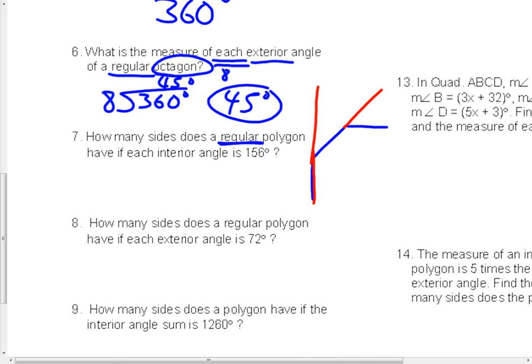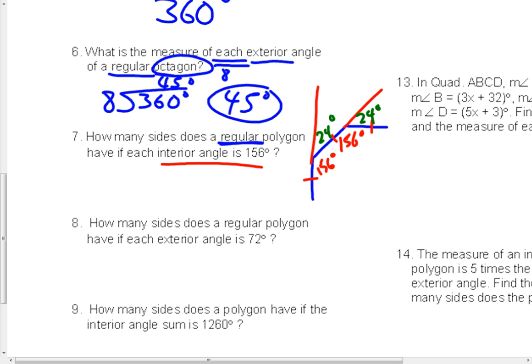So the blue is the actual shape, and then these extensions create some exterior angles. I know that everything's the same. So if I have 156 there, I've got 156 there. I tend to jump to the outside because it's simpler. If that's 156, like it's been given to me, what is the exterior? 24. 24.